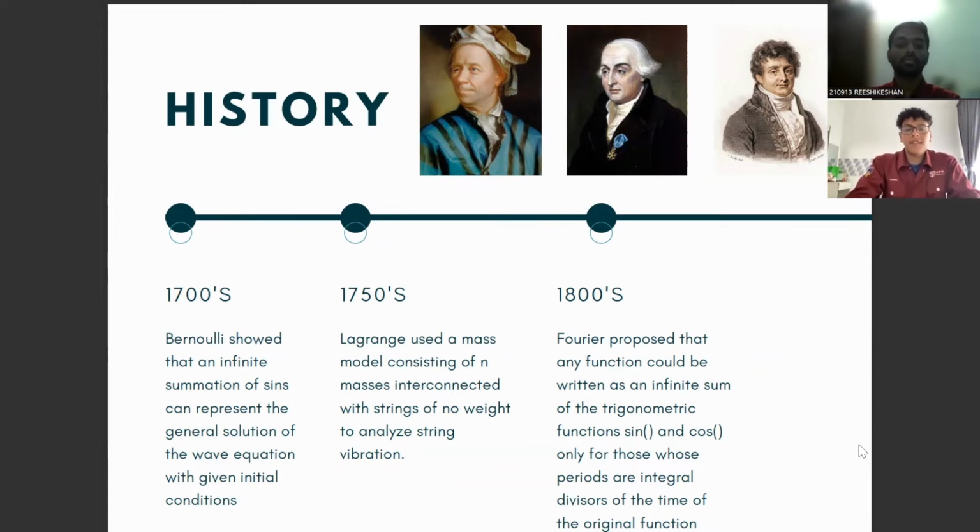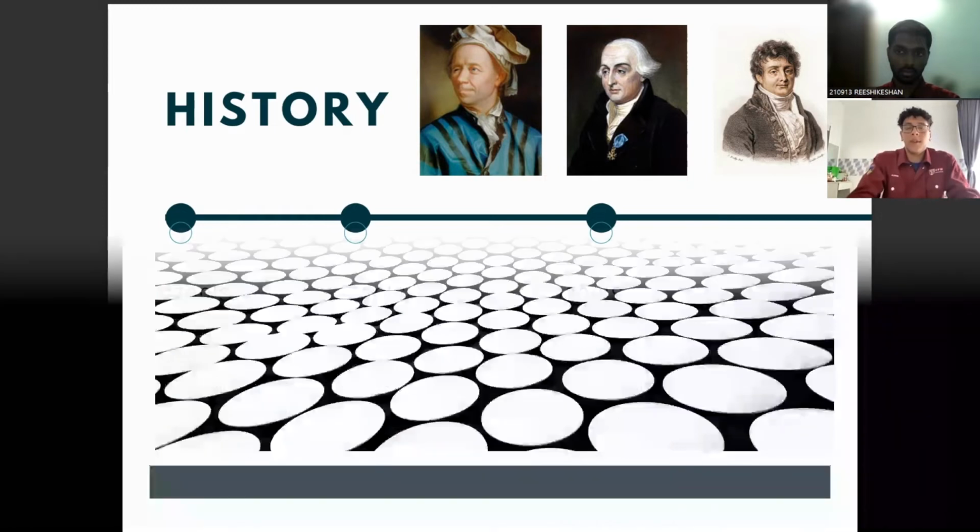In the 1750s, Lagrange used a mass model consisting of n masses interconnected with strings of no weight to analyze string vibration. For Lagrange to obtain the same functional solutions as Euler, he solved the system of n+1 differential equations where n tends to infinity. And in the 1800s, Fourier proposed that any function could be written as an infinite sum of trigonometric functions, sine and cosine, only for those whose periods are integral divisors of the period of the original function. So much of the engineering mathematics of motion and transformation has been developed due to that connection between the Fourier transform and the wave equation.